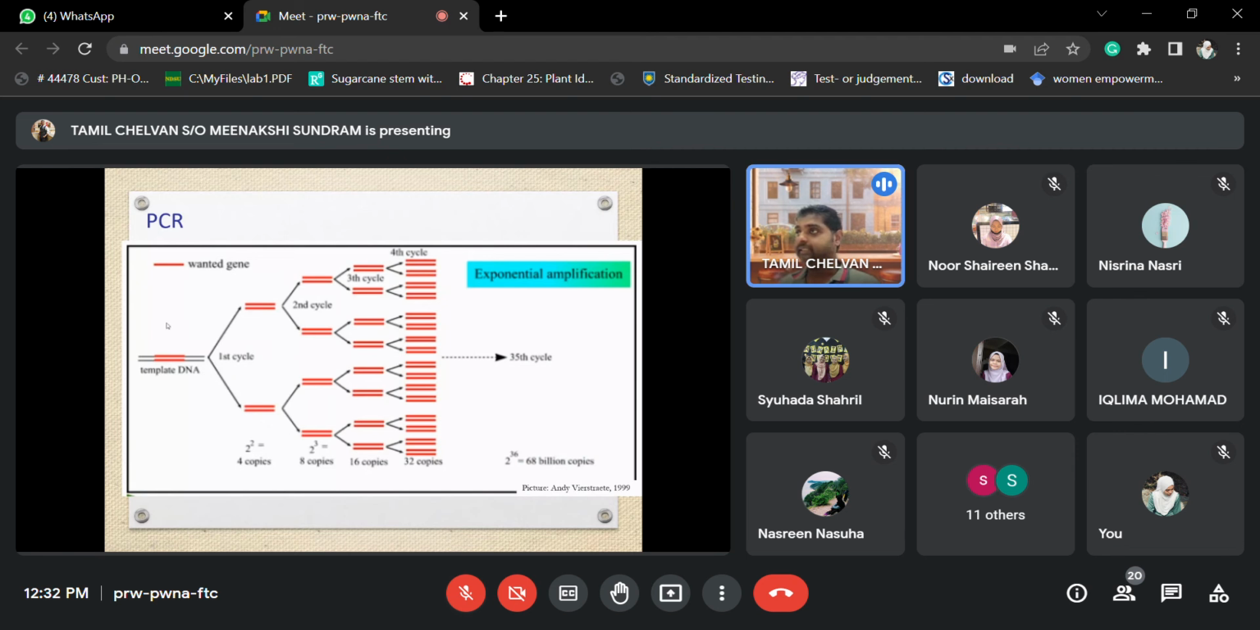So this is how it happens lah. First cycle dia jadi 2 template. Then second cycle 2 jadi 4, 4 jadi 8, 8 jadi 16 until 35 cycle. So 2 to the power of 36. Okay, you will get 68 billion copies of the template.